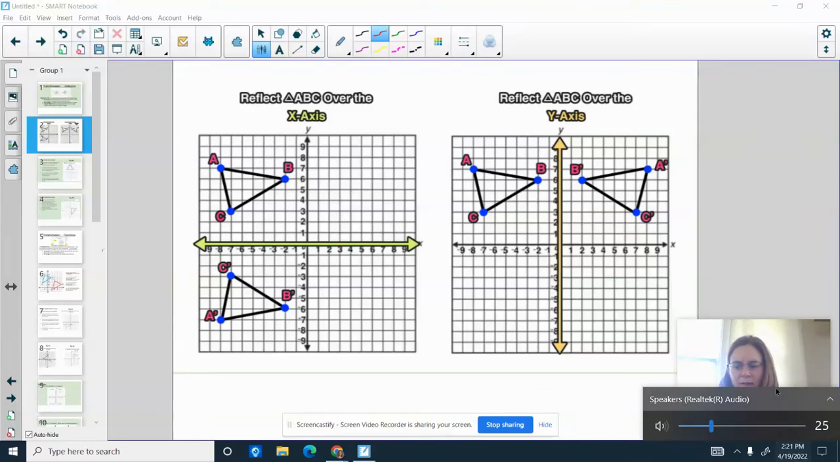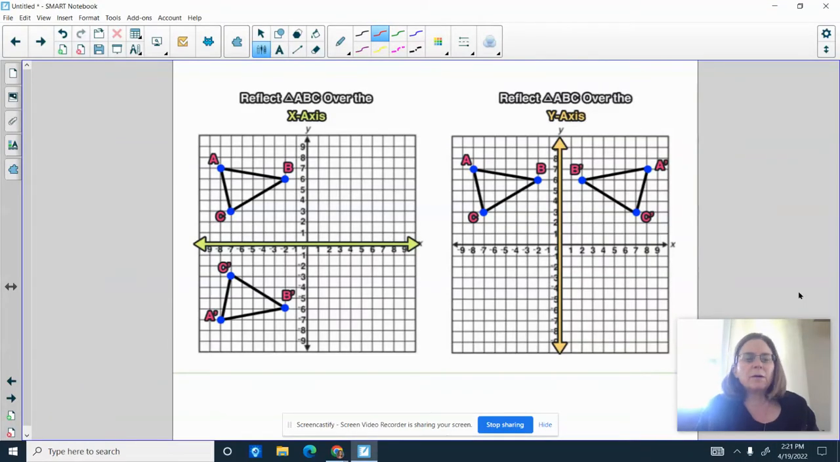Hello, it's Miss Keen. I am going to talk about reflecting points and images over the x and y axis.